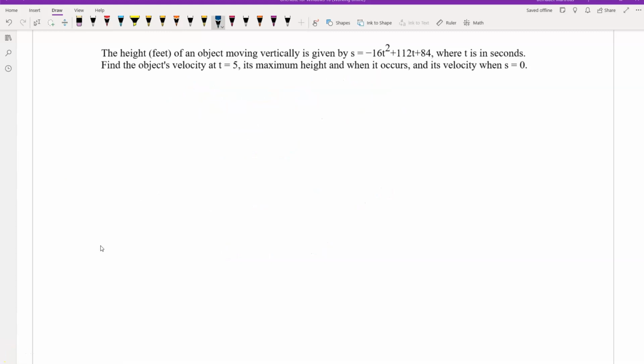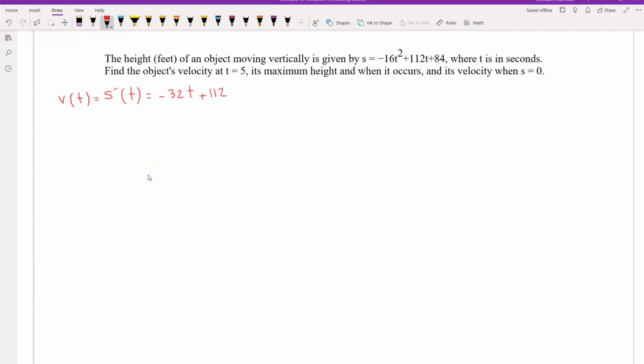The height of an object moving vertically is given by s equal to -16t squared plus 112t plus 84, where t is in seconds. Find the object's velocity at t equal to 5, its maximum height and when it occurs, and its velocity when s equal to 0. Recall that velocity is equal to s prime, and that is -32 times t plus 112. Now use t equal to 5 to find velocity. So this is negative 32 times 5 plus 112, and that is equal to negative 48 feet per second.